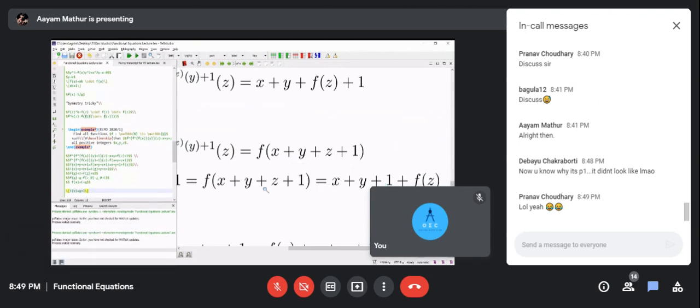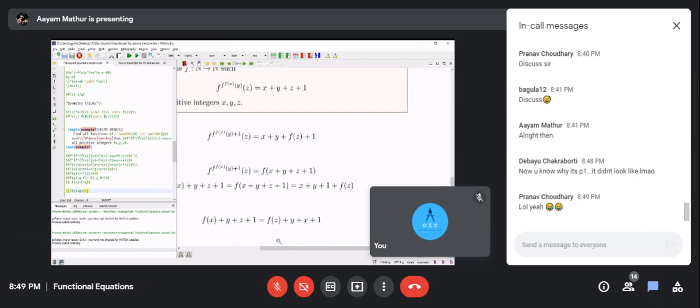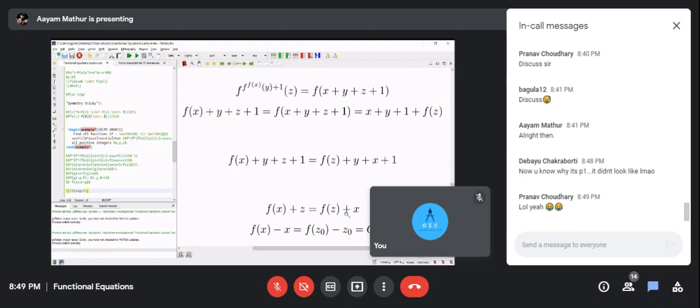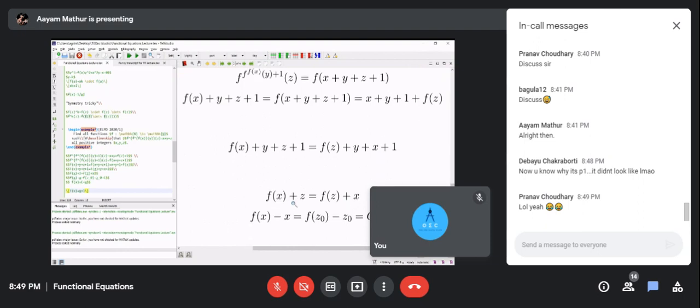And so you swap two variables and you see what happens. And what happens is you get this equation out of this. And then stuff cancels and you get this. After that, it's pretty trivial that f is linear.